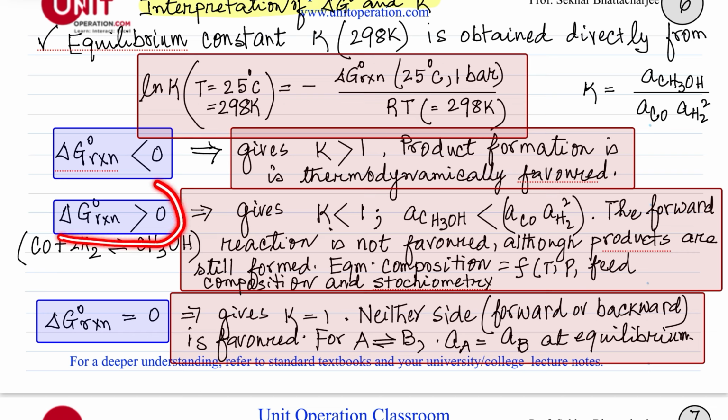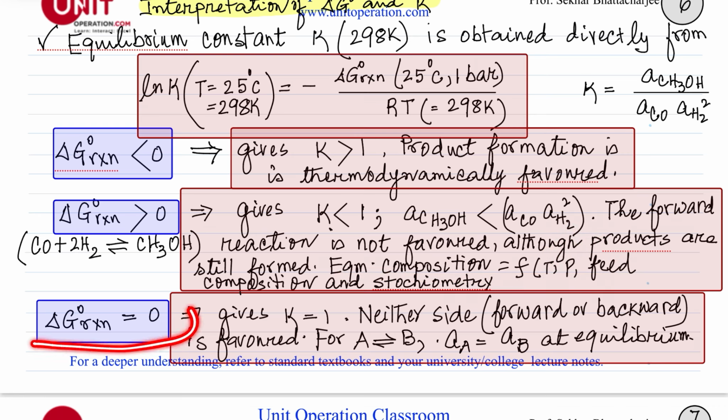When the Gibbs energy of reaction is positive, that of course gives a value of K less than 1, where, as you can see from this reaction quotient, the activities of the products are much less than those of the reactants. So the forward reaction is not favored. That does not mean that the products are not formed. The products are still formed, but in much lesser quantity, and the exact equilibrium composition depends upon the temperature, pressure, feed composition, and the stoichiometry.